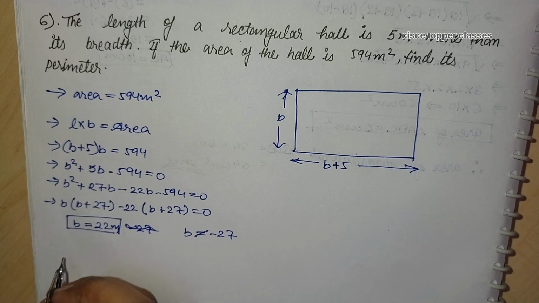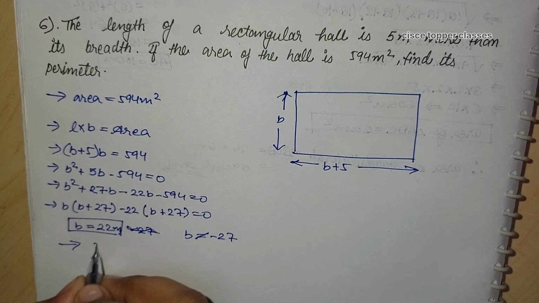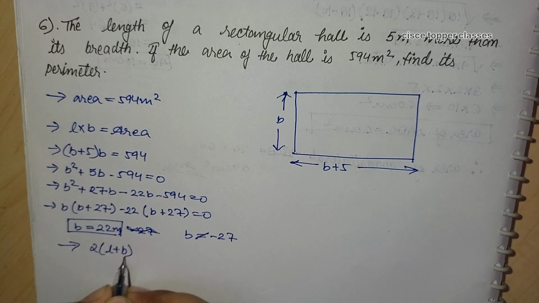And now we have to find the perimeter. The formula for perimeter is 2 into length plus breadth.